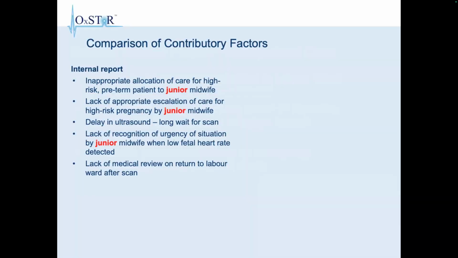So we asked investigators to give us original reports, and then we provided insights onto these reports as a part of the project. So these are the findings from the initial internal report. And I don't really want you to read too much of it. I just want you to notice how many times the junior midwife is focused on, and also the fact that the only point in this woman's journey that is considered is that last few hours in delivery suite.